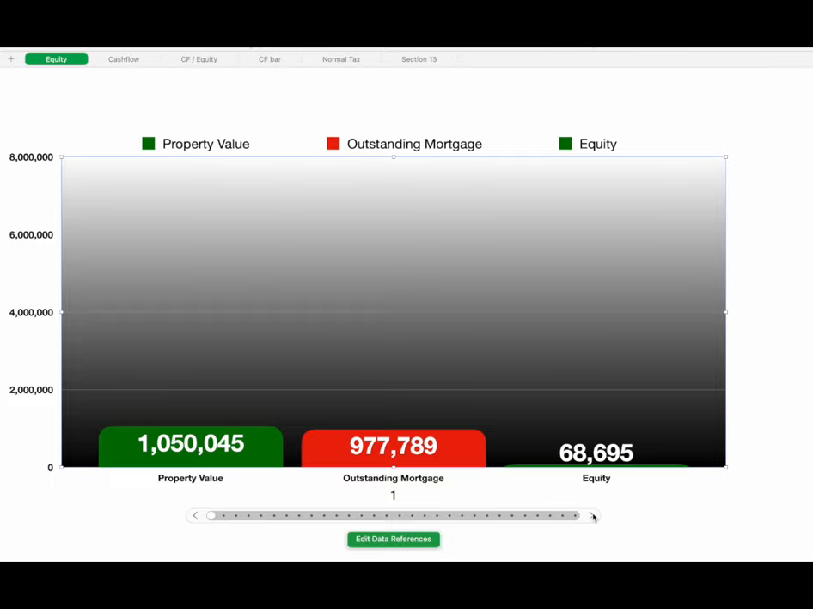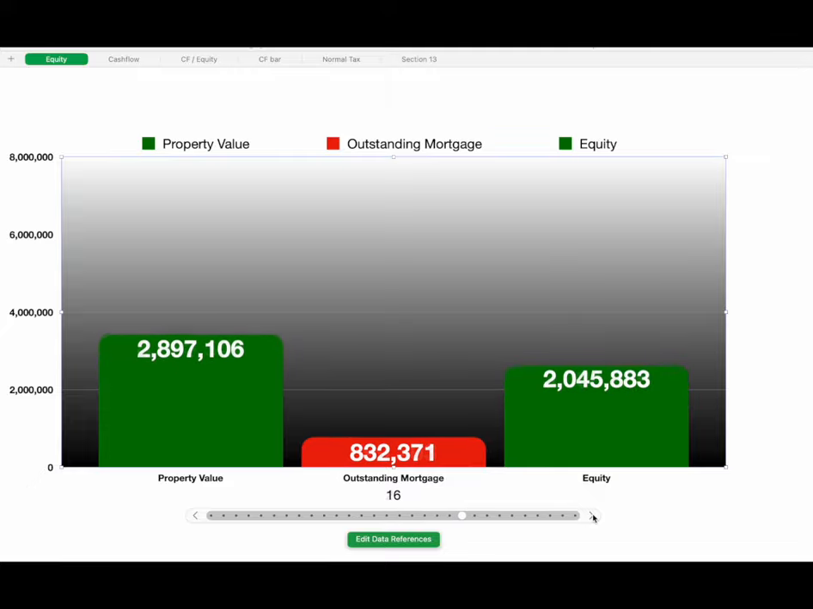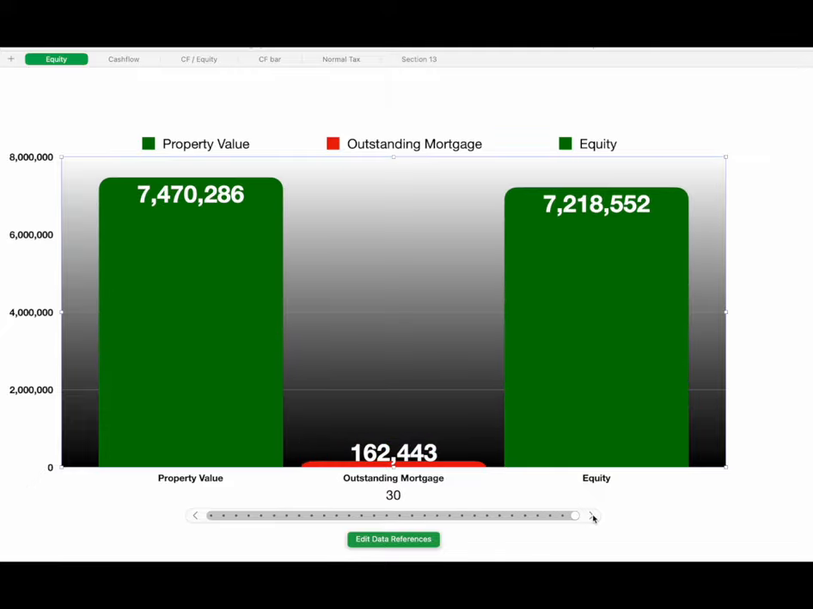So if I look at what happens over time, property value increases. This is a 7% growth. My mortgage slightly decreases over time until I get to my 30-year mark.